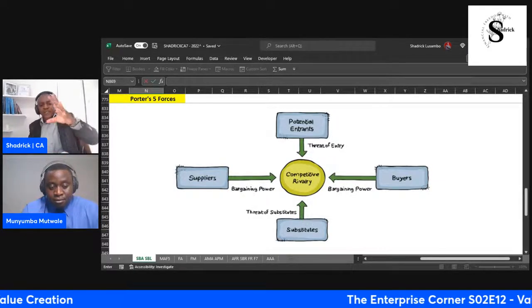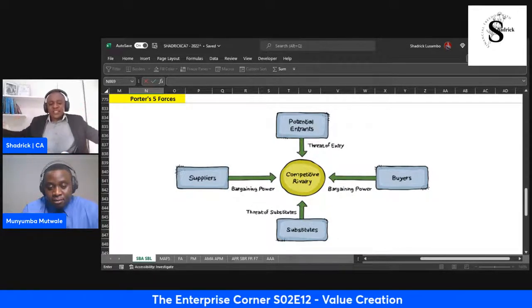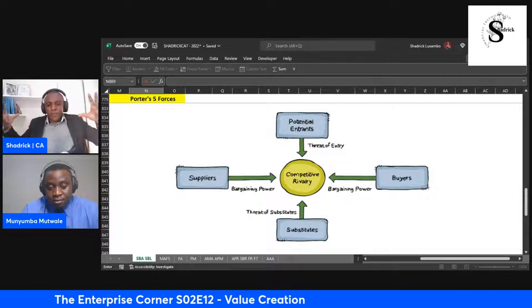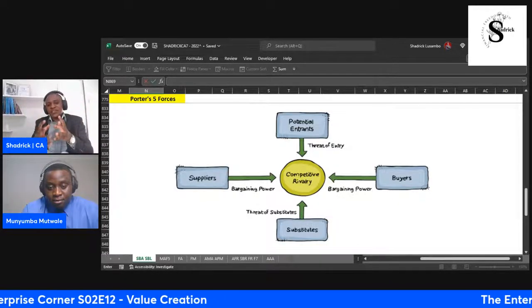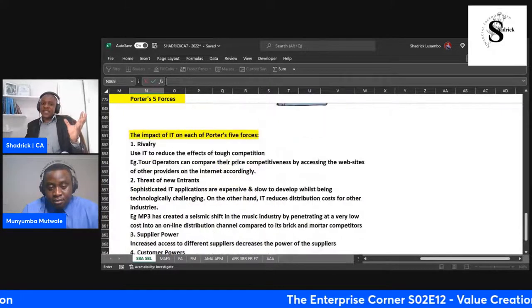So now how do you navigate, all right? There are substitutes coming in. So everyone is fighting you. Everyone is trying to compete with you. So how do you survive in this hostile competitive environment? There are a few things that you need to do to navigate this.